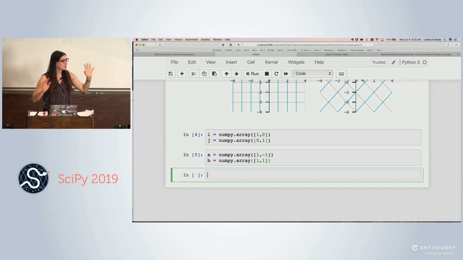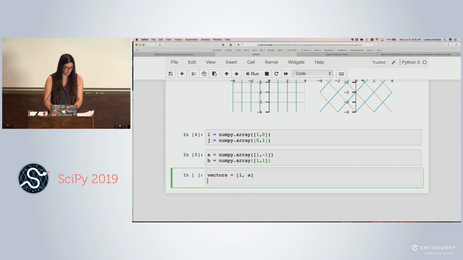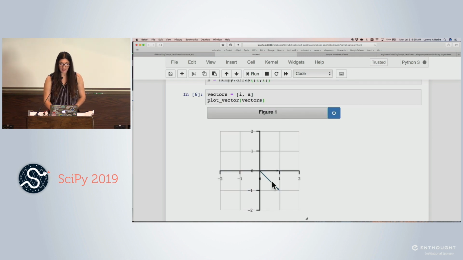One small parenthesis here to note that, well, we know that A represents where i lands. So if I were to do vectors equals a list i, A, I can plot vectors with this list. And you can see here in my plot, you can barely see it, but now we have a larger cursor at least. That is the vector i, and that is where i landed after the linear transformation, the first column of our matrix.